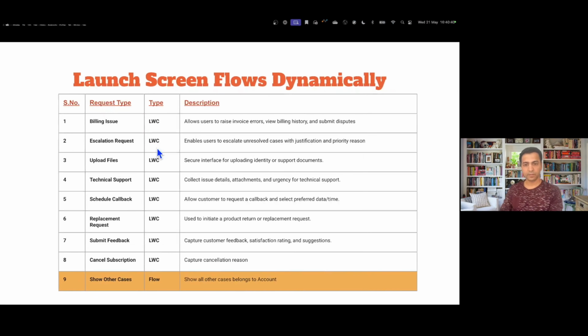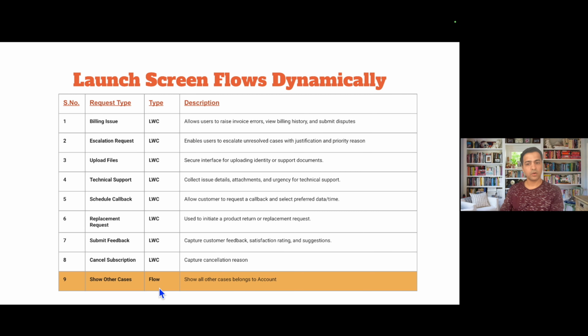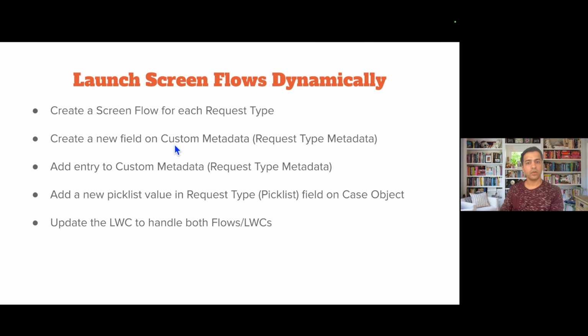Now, in this video, we are going to add one more use case in our metadata to launch the screen flows dynamically. So for that, we are going to follow a couple of steps. First, we are going to create a screen flow for each request type. Because I have only one request type, I'm going to create a single screen flow. Then we are going to create a new field on the custom metadata. This field will tell whether the request type is either flow or LWC.